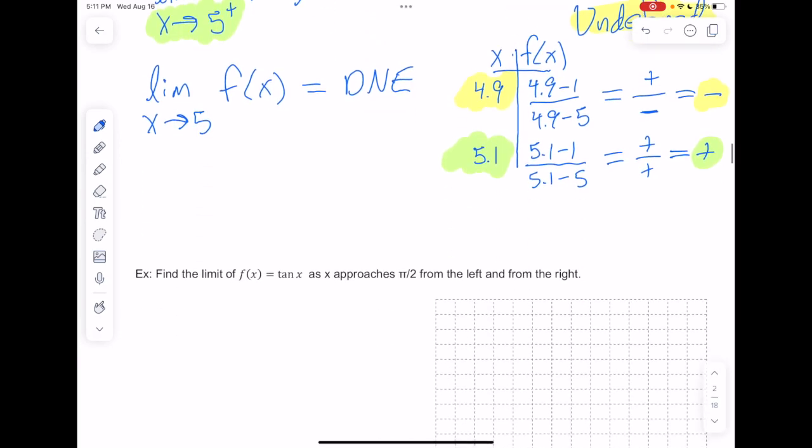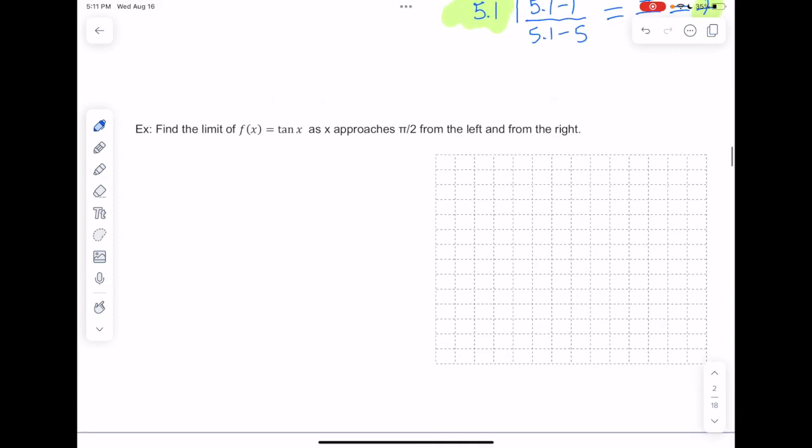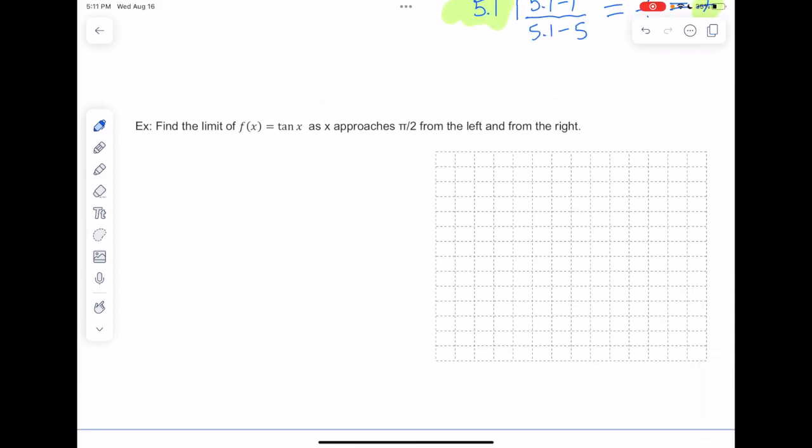Let's look at another one. Trig function this time. So find the limit of f of x equals tan x as x approaches pi over 2 from the left and the right. So a couple things. One of them, our function tan x. If we want to think about what's going on there, we might want to remember that tan x is sine x over cosine x. That'll help us think about numerator and denominator. And then they want us to look at what's happening as we approach pi over 2.